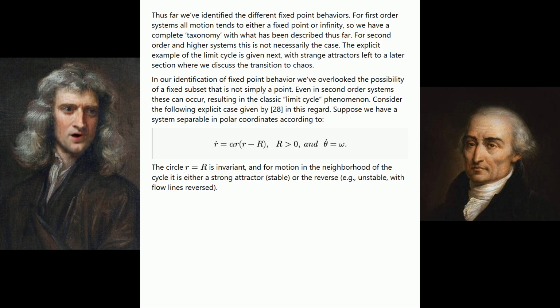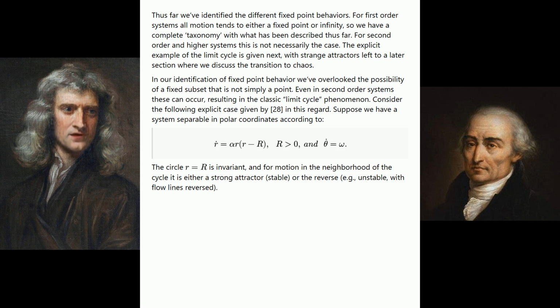For first-order systems, all motion tends to either a fixed point or infinity, so we have a complete taxonomy with what has been described thus far. For second-order and higher systems, this is not necessarily the case. The explicit example of the limit cycle is given next, with strange attractors left to a later section where we discuss the transition to chaos. In our identification of fixed point behavior, we've overlooked the possibility of a fixed subset that is not simply a point. Even in second-order systems, these can occur, resulting in the classic limit cycle phenomenon.